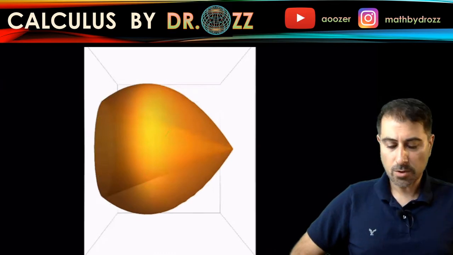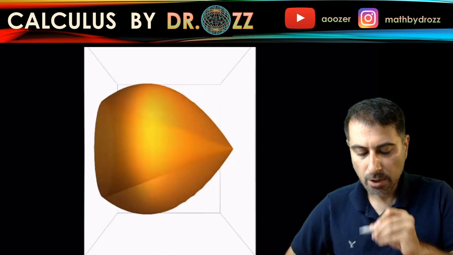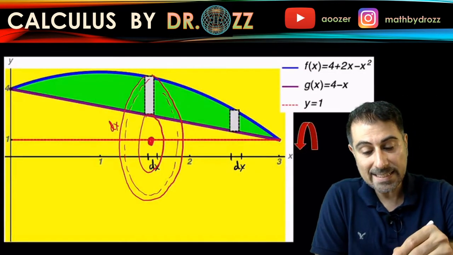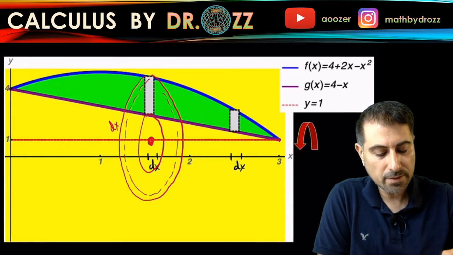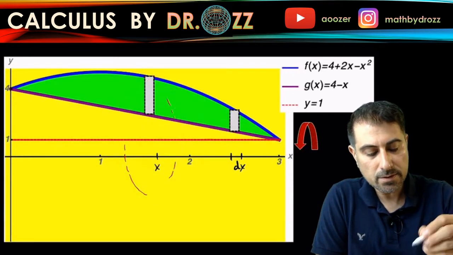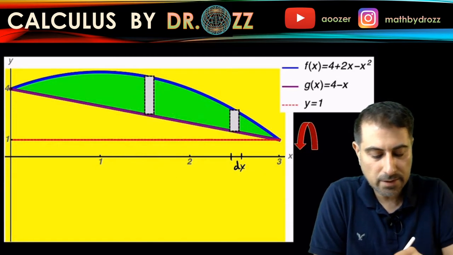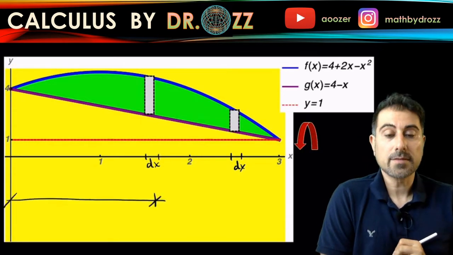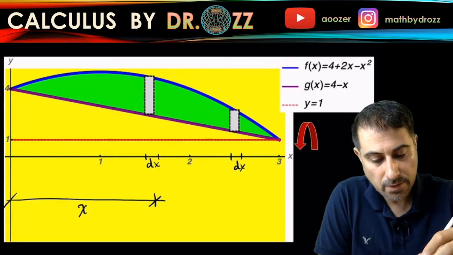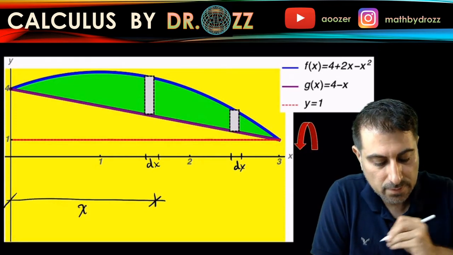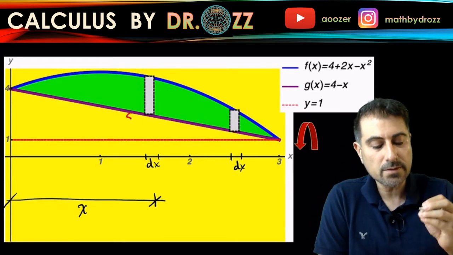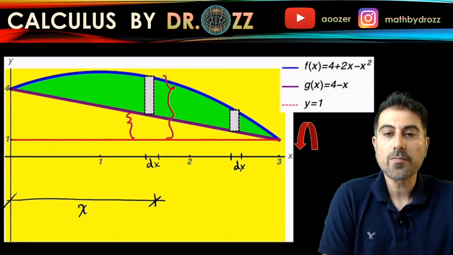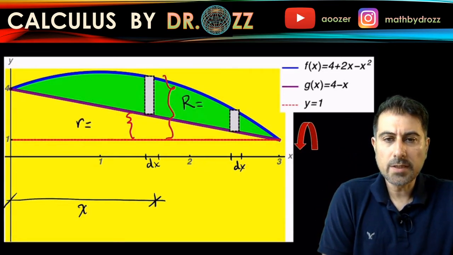To be able to do that, I'm going to go back to that picture and see what the inner and outer radii look like for the slice that I picked here. Let me just clean this up so that you can see that better. So let's say I still have the thickness dx, and the distance of the slice to the origin is x. Let's see what the inner radius is. The inner radius is this distance here, and the outer radius is this distance here. I'm going to call this little r, and this guy capital R.